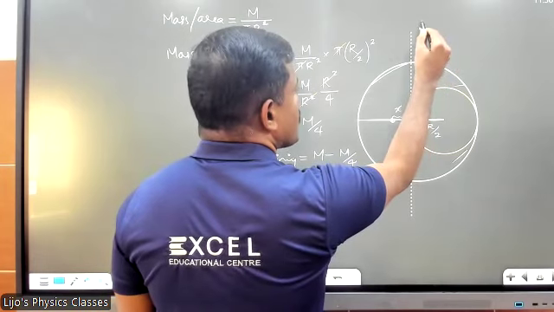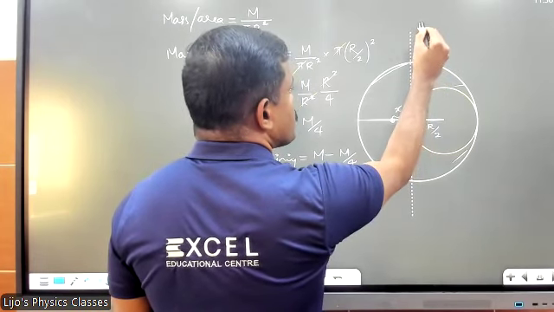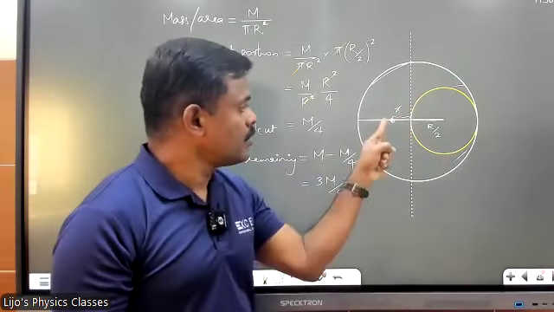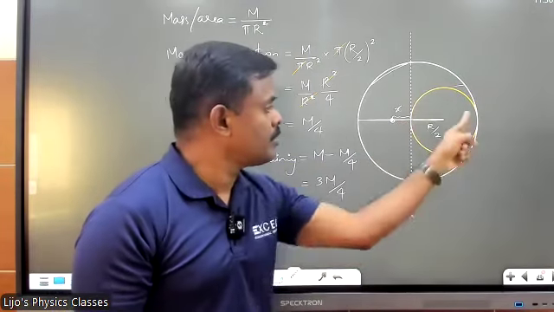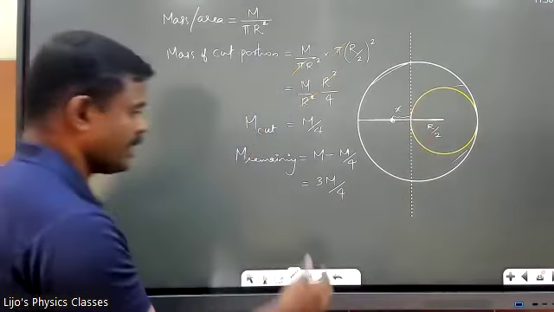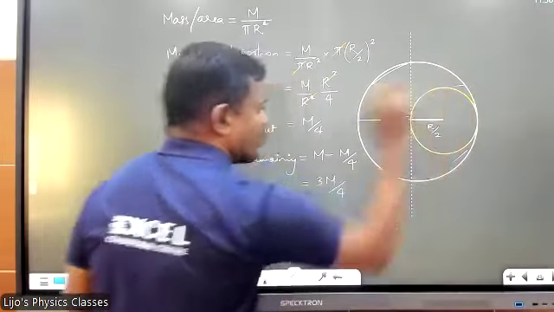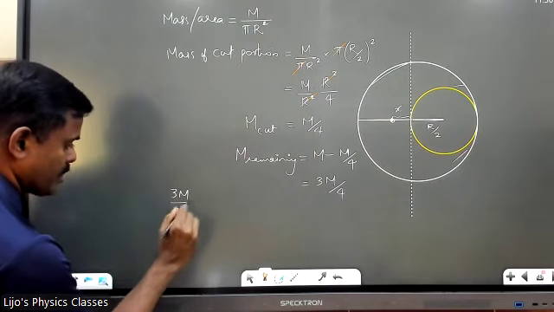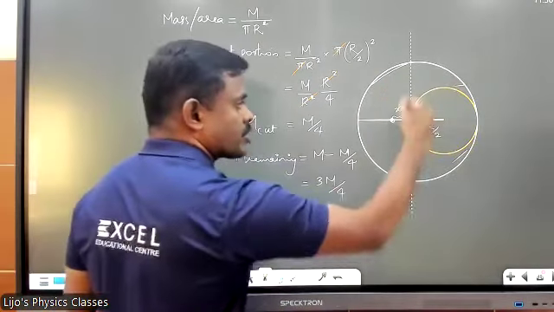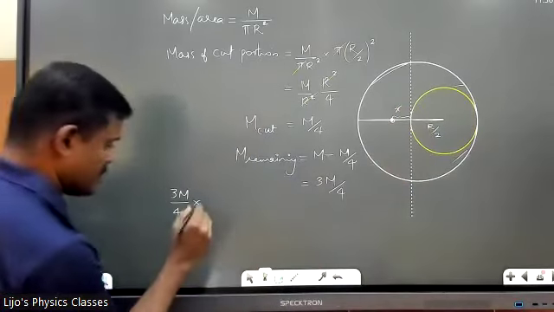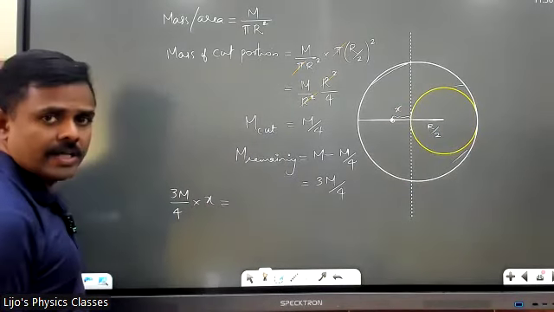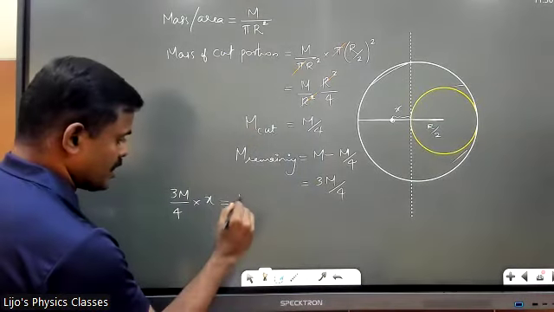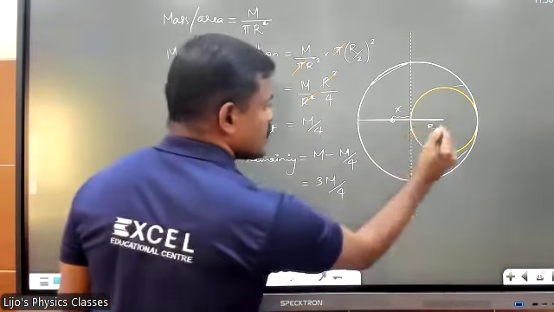The moments are balanced. You can say M1 R1 should be equal to M2 R2 about the center of gravity. I'll tell you, the mass of the remaining portion is 3m by 4. Mass of the remaining portion into its distance x should be equal to the mass of the cut portion, which is m by 4, into distance r by 2.